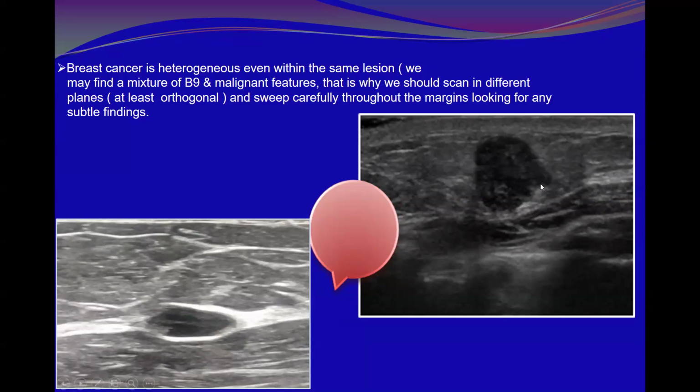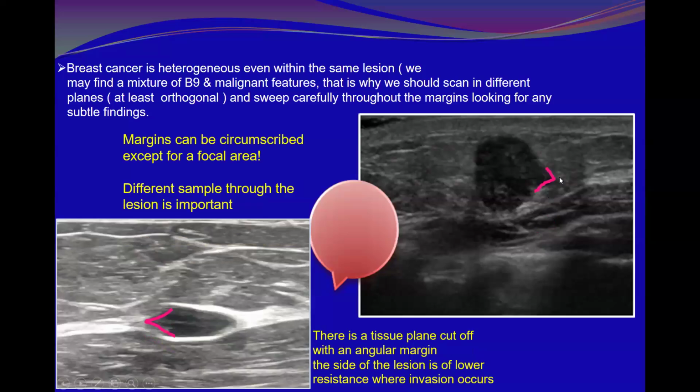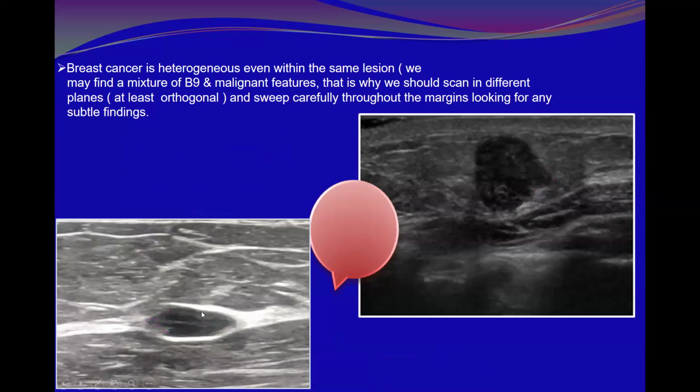If you look at this example here, it seemed to be circumscribed, but if I look at these portions, can you see it? You see, there are microlobulations and there is an angular margin here. There is a focal area. And in this lesion, if we go back, can you see? This is oval and parallel, but what happened to the tissue plane here?